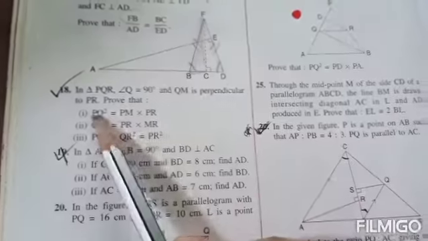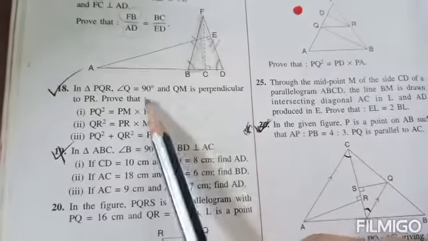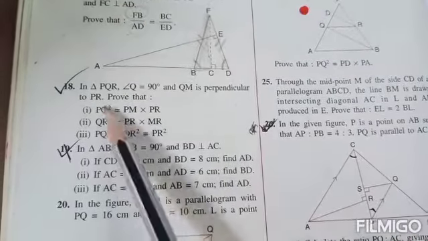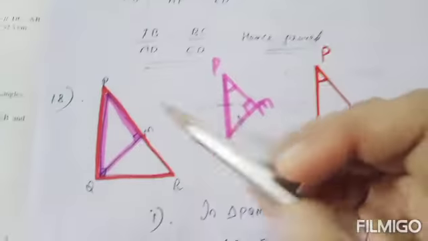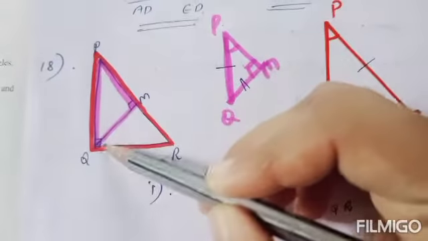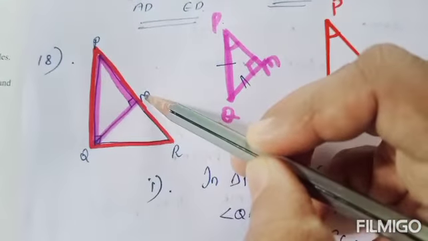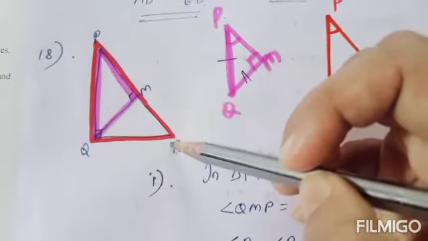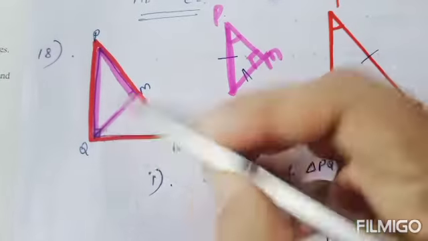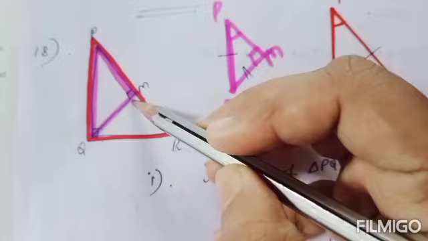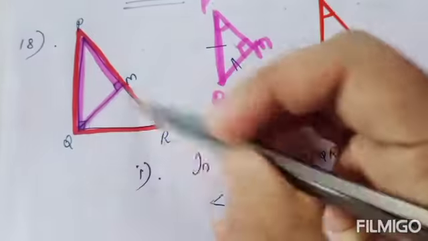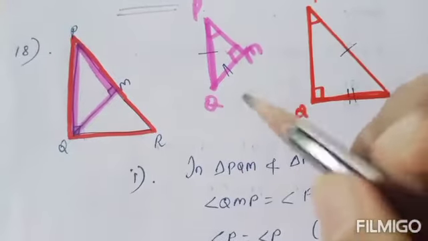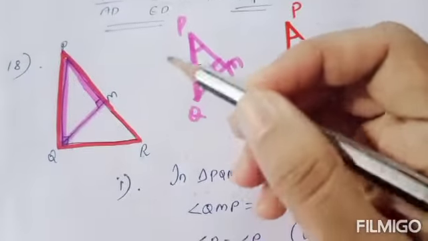18th question. In triangle PQR, angle Q equal to 90 degrees and QM is perpendicular to PR. Prove that first one, PQ square equal to PM into PR. So you can draw the diagram. This is triangle PQR. In that, this is QM and it is perpendicular to PR. Angle Q equal to 90 degrees, and the angle at M is also 90 degrees, since QM is perpendicular to PR. We need to prove PQ square equal to PM into PR.